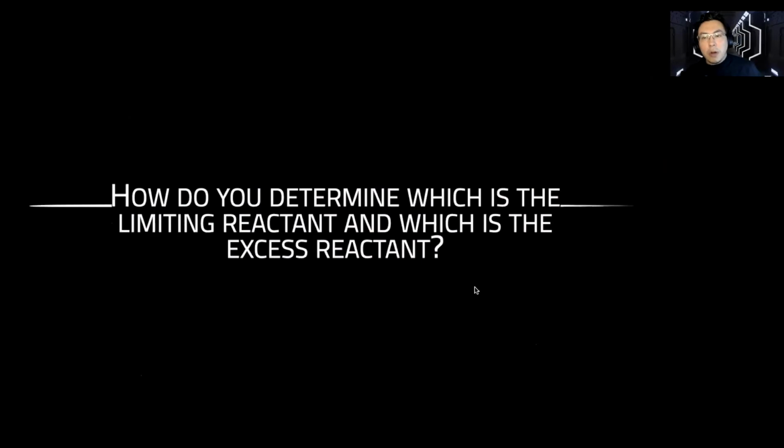So the question at the beginning regarding this topic is, how do you determine it, right? How do you identify which one is a limiting reactant, which one is the excess reactant, and what is it for? Once I identify it, how is this actually helping?